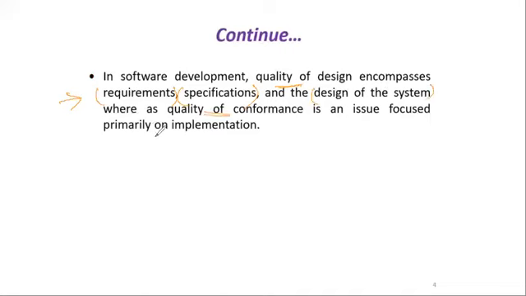Whereas the quality of conformance is an issue focused primarily on implementation. So as you've seen, the higher the degree of conformance, the higher the quality of conformance is going to be. So this is how the quality of conformance becomes an issue for implementation. Now, if the implementation follows the design and the resulting system meets all the requirements, then the quality of conformance is going to be high.